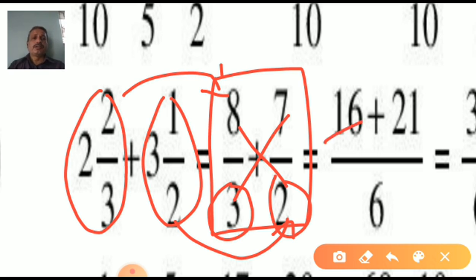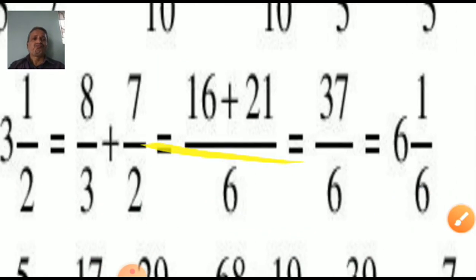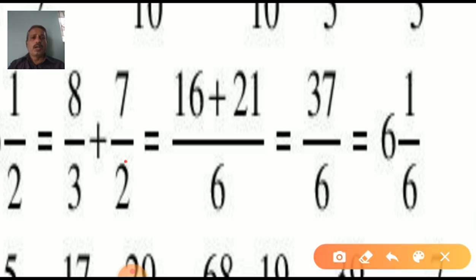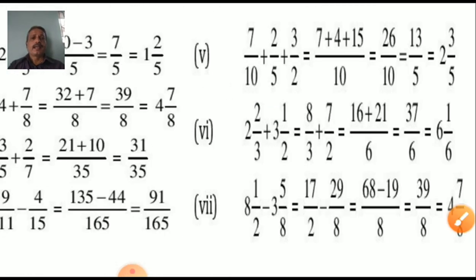8 2s are 16 and 3 7s are 21 and 3 2s are 6. Let's check. 16 plus 21 is 37. The denominator 6 is equal to 6, so 37 upon 6. 6 6s are 36. I hope you understood these questions easily. Regarding the subtraction, it is the same method, try it yourself.